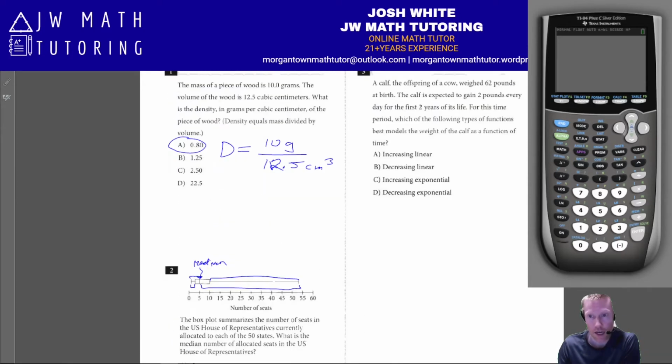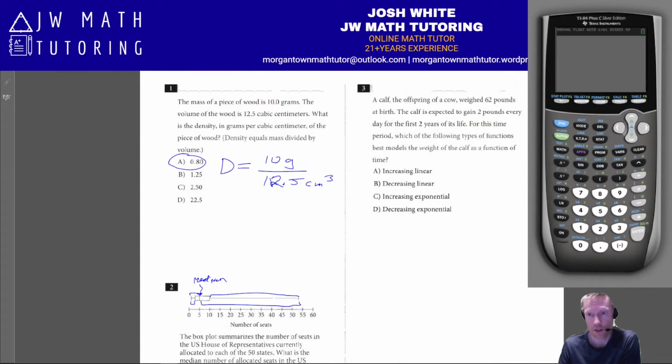All right, top of the page, problem number 3. So, a couple things. First of all, notice here that the calf, it says, is expected to gain weight or gain pounds. So right off the bat, we know it's going to be increasing, so get rid of B and D. And it's going to be increasing linear because it is gaining a specific value.